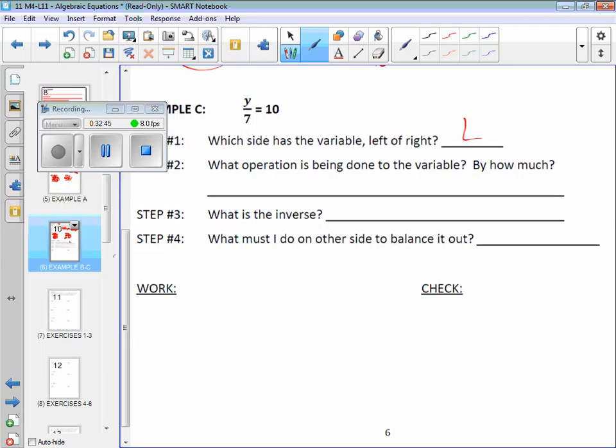Divided by 7, right? Griff, what's the opposite of divide by 7? You got it. Tell me, what do I have to do to the other side if I'm going to multiply one side by 7? Correct. Now we just got to show it. It's all written out.